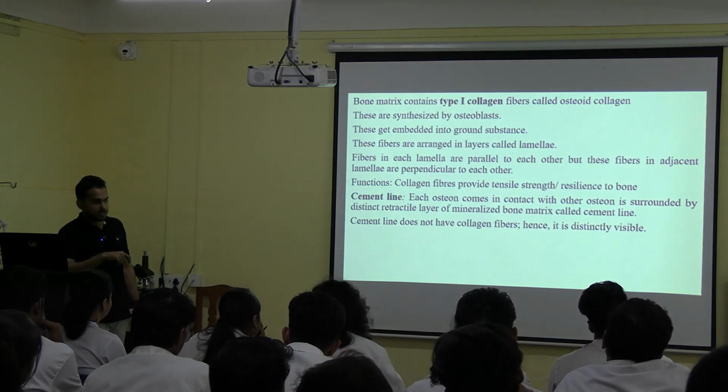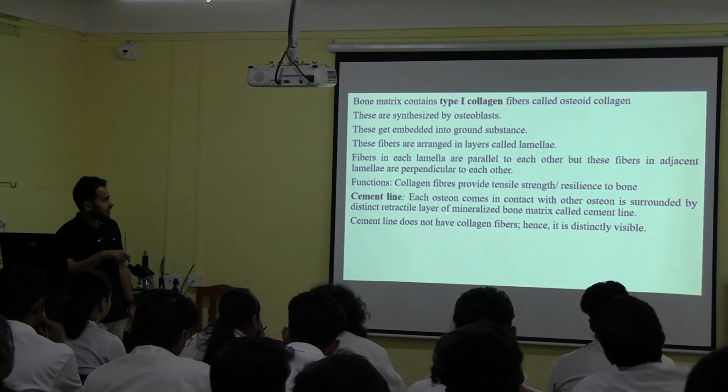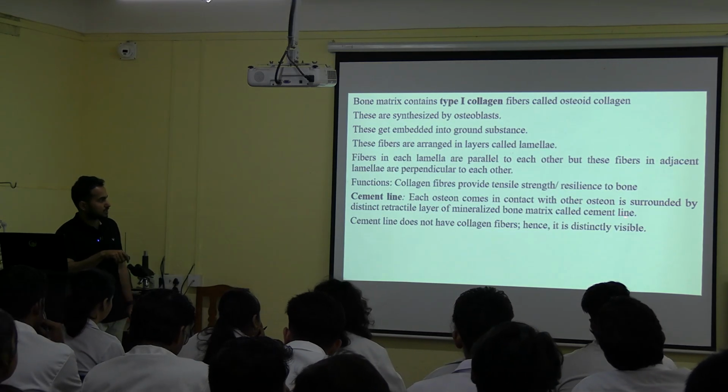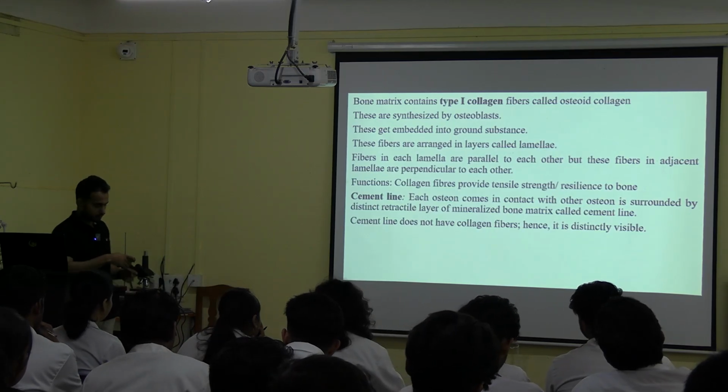Cement line, already I told you what the cement line is. So cement line: each osteon comes in contact with the other osteon, surrounded by a refractile layer of mineralized bone matrix, that is called cement line. Though collagen fibers are not there, that's why they are distinctly visible.